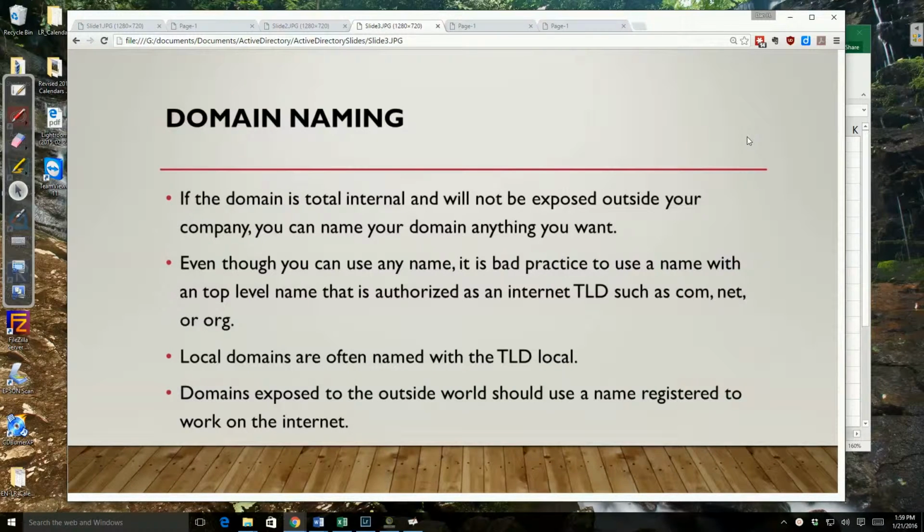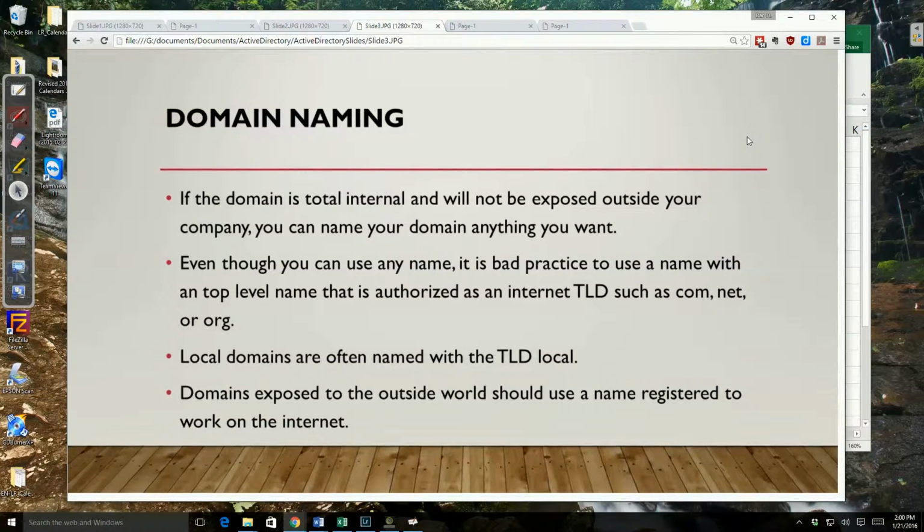It's considered good practice, if it is totally internal with no outside world exposure, to use a .local domain name. So when you're naming it, you'll use local at the end of the name for that top level. So it could be mydomain.local.